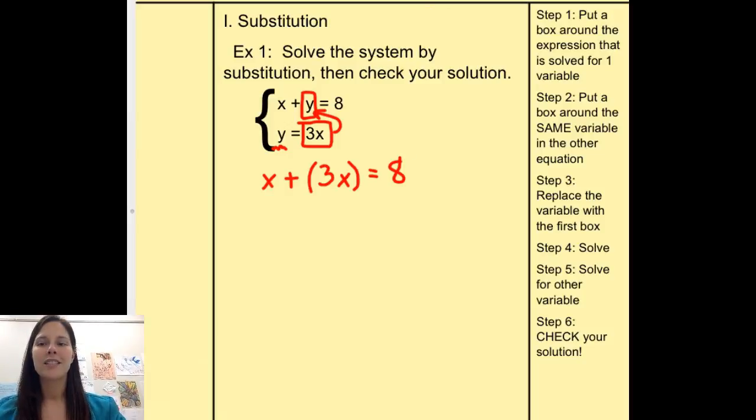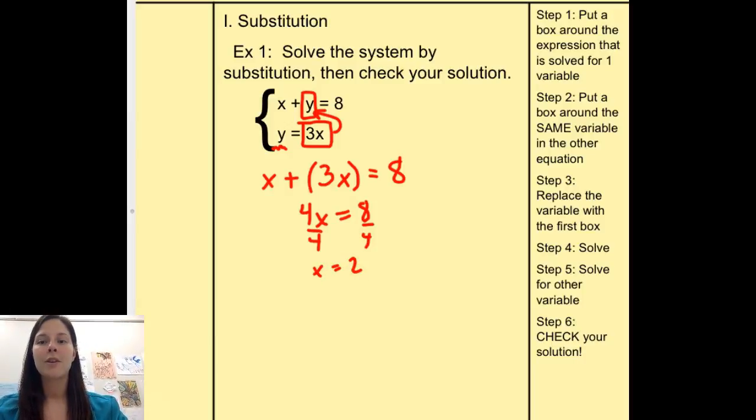One way to check to see that you did your substitution correctly is to look at your equation. We can solve one equation with one variable. If you have one equation with two variables, you did your substitution wrong. You replaced the wrong variable. So go back and start over. We have one variable, so we're going to combine our like terms. X plus 3x gives us a total of 4x. Dividing both sides by 4, we get x equals 2.